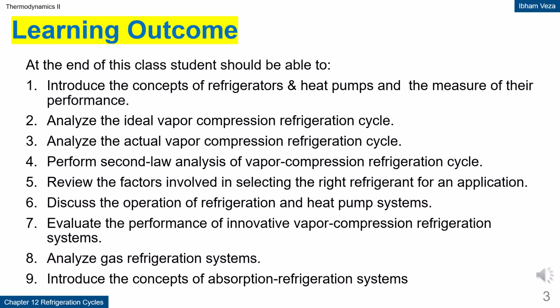Learning outcomes. The learning outcomes emphasize understanding the concepts of refrigerators and heat pumps and their performance measures. Students are also expected to analyze ideal and actual vapor compression cycles. In addition, the second law is used to evaluate real system irreversibilities. Refrigerant selection is also an important aspect related to environmental impact. By the end of the chapter, students should understand various modern refrigeration systems.